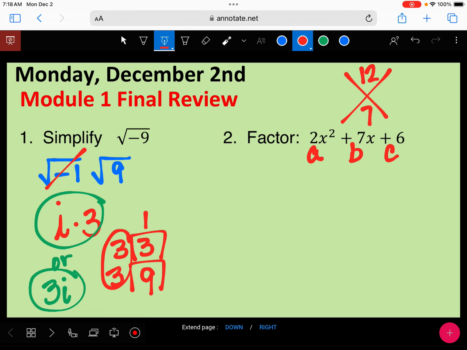Thumbs up when you know the numbers. Just curious who has them. 2 people have them, 3 people, 4 people, 5 people, 6 people, 7 people. Okay. And what's the numbers? Anybody? 4 and 3. So let's make our box.